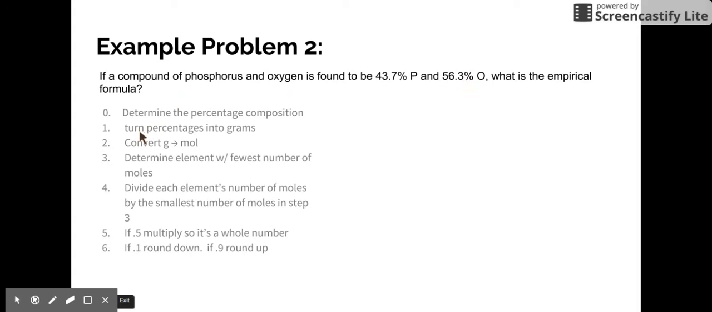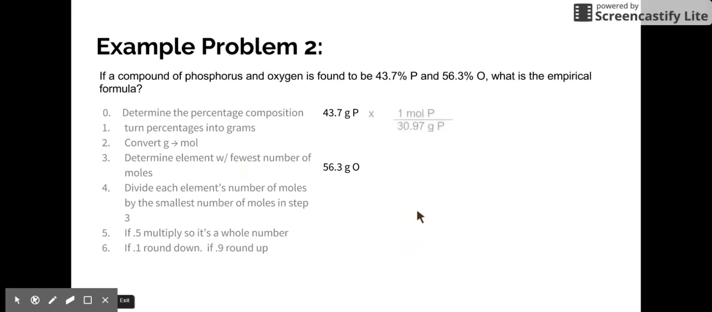Step number 1 says turn percentages directly into grams. So I'm going to skim off 100 grams of my unknown substance, and I'm going to just be able to convert those directly into grams. So I have 43.7 grams of phosphorus, and I have 56.3 grams of oxygen in my 100 gram sample, which is totally cool. I love that we can do that.